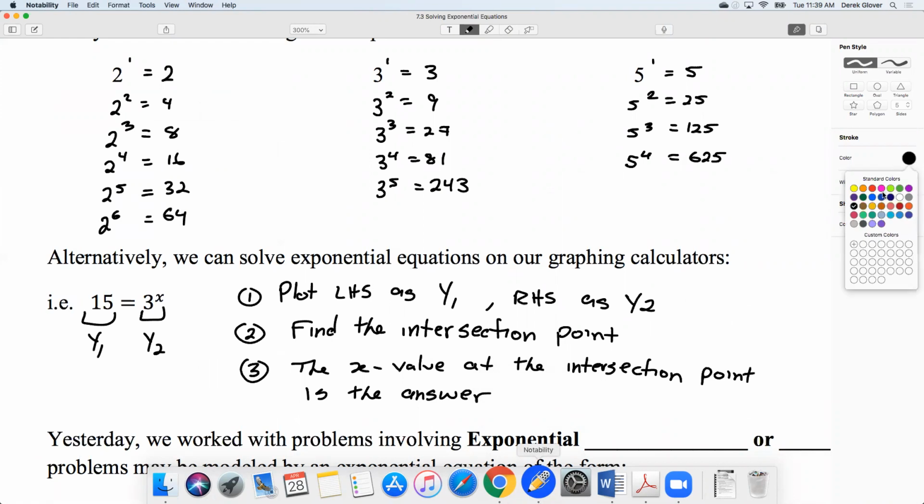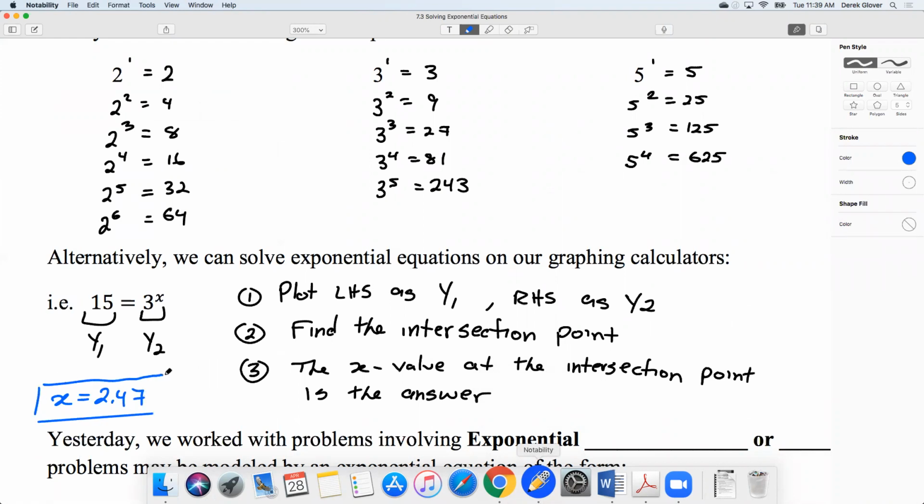So x equals 2.47. Now, remember a couple chapters ago, we went through another technique for doing this. If you don't want to graph two functions, your other option is to move everything to one side of your equation, graph that as your function, and then find the zero. Basically, instead of y1 equal 15, y1 is 0, and 3x minus 15 is y2.